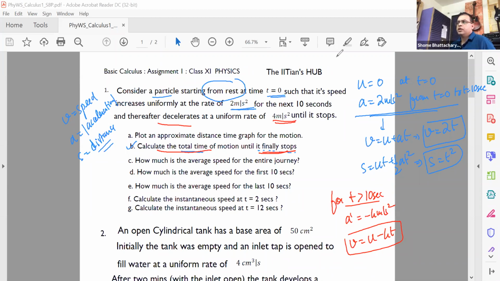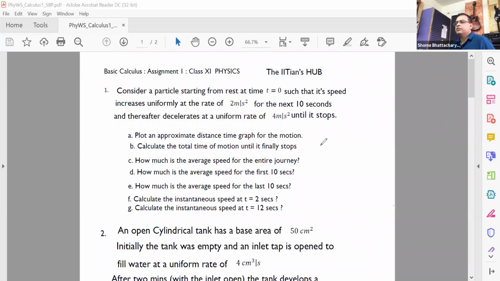Yes, sir. Okay. So what's the easiest way of doing this? One of the easiest ways to analyze this data is to just understand the graph. If I draw the graph of speed versus time, I can't say this is velocity versus time because I don't know it's a straight line motion. But as far as speed versus time is concerned, in the first 10 seconds, the speed is increasing uniformly with respect to time at the rate of acceleration of 2 meters per second square.